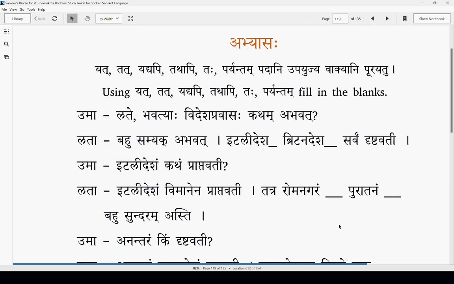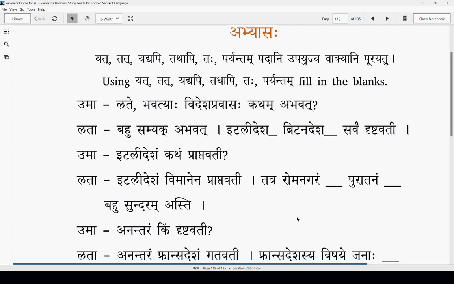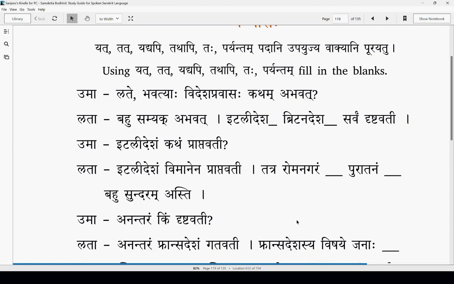So here there is an abhyasa that I think you can take for homework. Yat, tat, yadyapi, tathapi, taha, paryantam. These are simple ones.